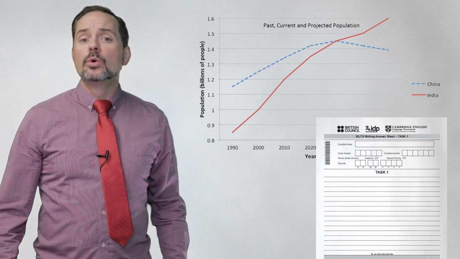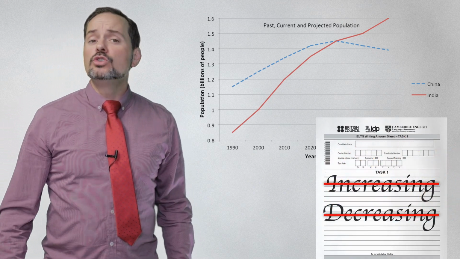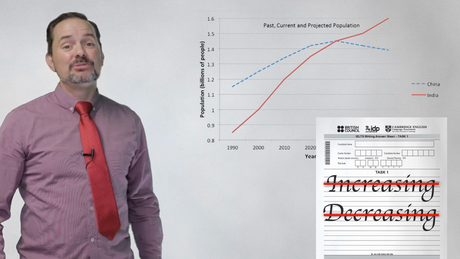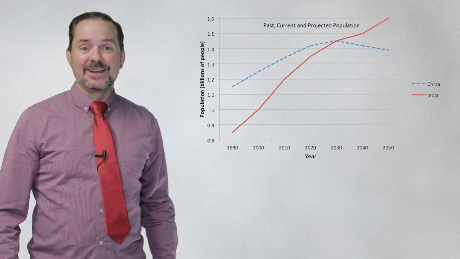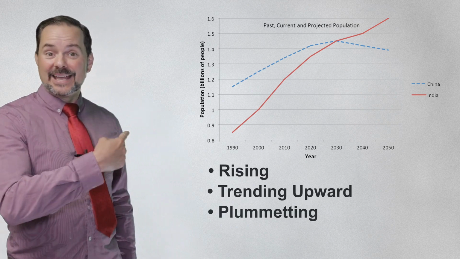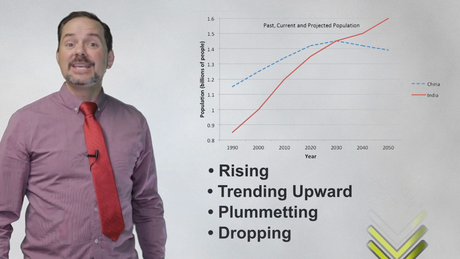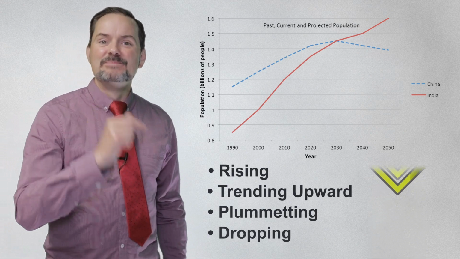Also, keep in mind that even for line graphs, the words increasing and decreasing are overused. So you should use synonyms to improve your lexical resource mark, like rising, trending upwards, or plummeting, dropping. We'll include some more words and vocabulary for these in the video description below.